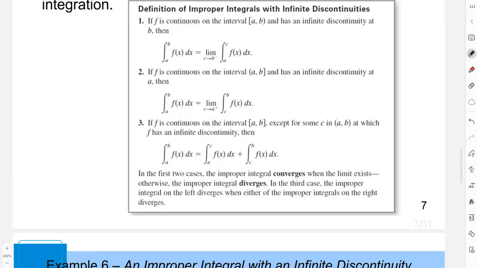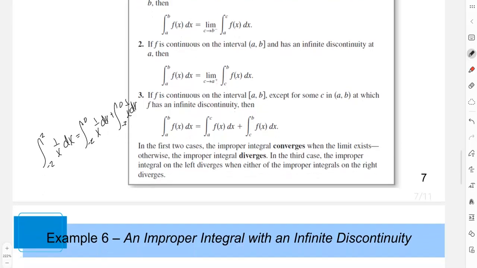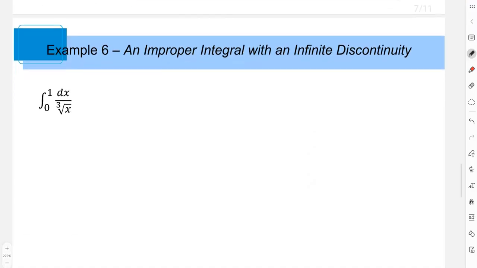We can even integrate if there's a discontinuity inside of the interval, but we're continuous on the endpoints. So let's say we want to integrate something like negative 2 to 2 of 1 over x. Well, we know that there's a discontinuity at 0, so we would rewrite it this way. And then we would replace the improper integrals with this limit notation here. So that's what that third scenario is talking about. So let's look at just a couple of examples.